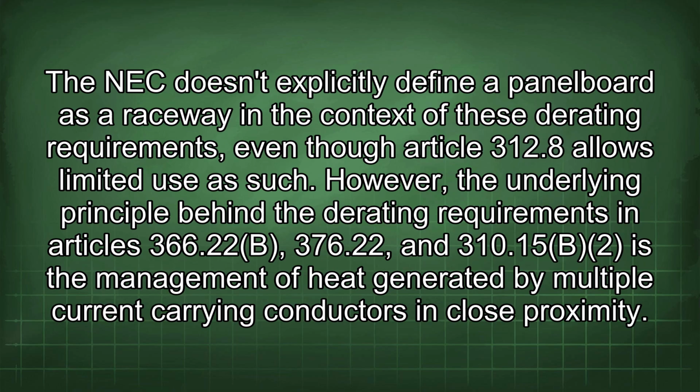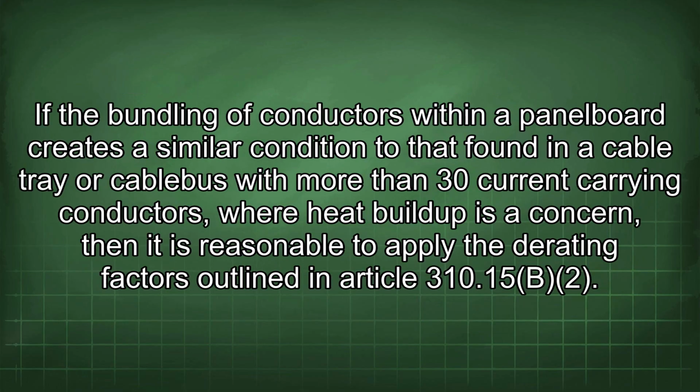However, the underlying principle behind the derating requirements in Articles 366.22(B), 376.22, and 310.15(B)(2) is the management of heat generated by multiple current-carrying conductors in close proximity. If the bundling of conductors within a panel board creates a similar condition to that found in a cable tray or cable bus with more than 30 current-carrying conductors, where heat buildup is a concern, then it is reasonable to apply the derating factors outlined in Article 310.15(B)(2).